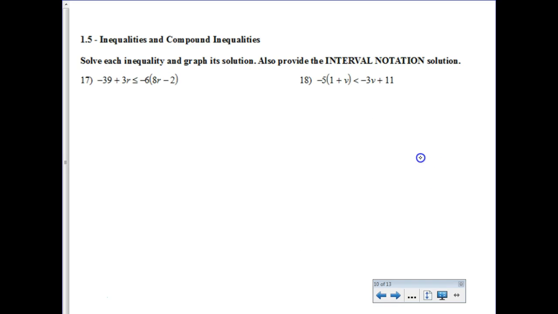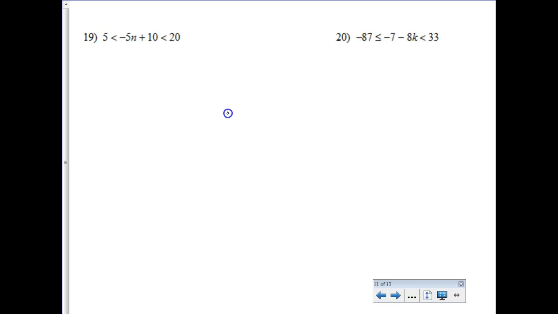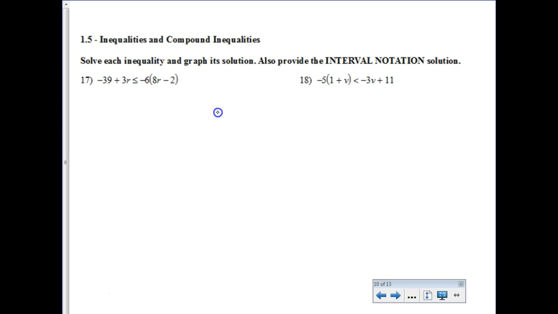Alright, here's the new stuff. So in this section for 1.5, you're going to have 2 tasks. You're going to have to solve singular inequalities and then a compound inequality. So the singular inequality, we have negative 39 plus 3r less than or equal to negative 48r plus 12.